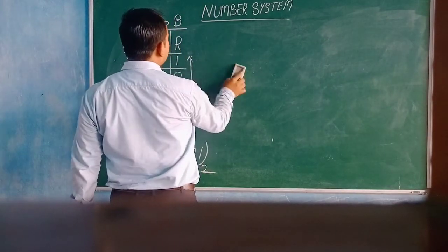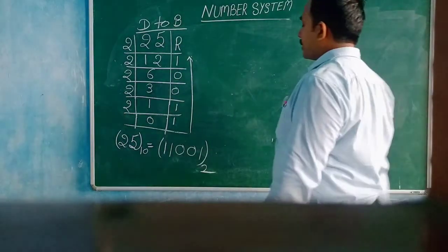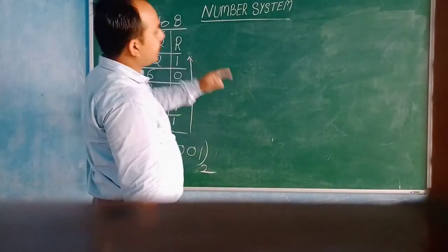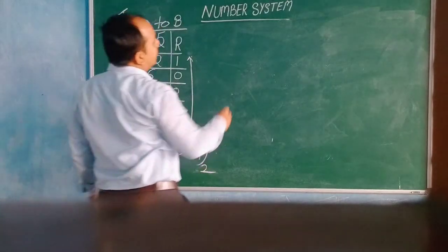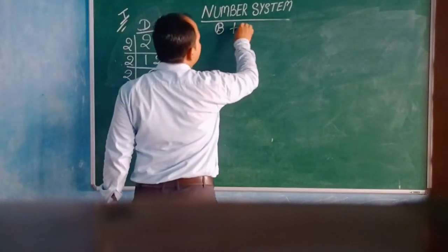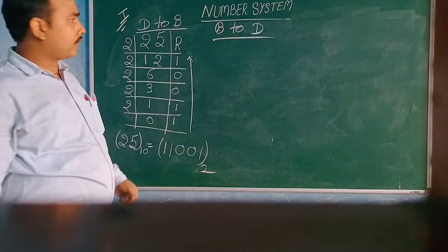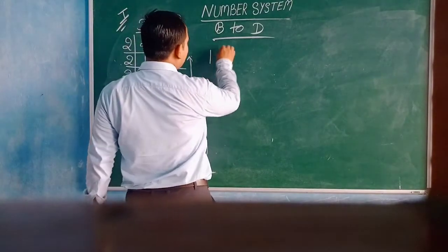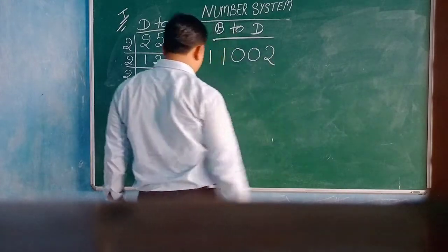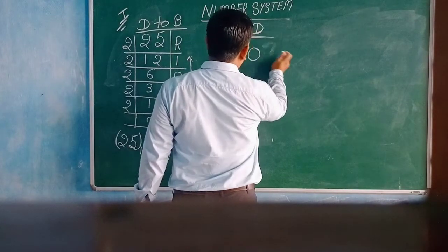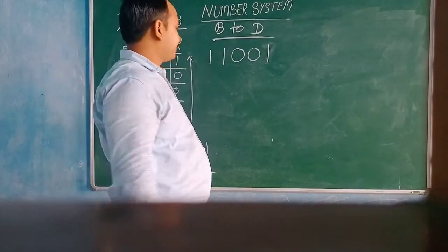So dear students, if you want to know whether it is correct or not, there is a second test. This first one was named decimal to binary. Now we will discuss binary to decimal. So we will take the same question. Suppose here given 1, 1, 0, 0, 1. Okay. So now we will check it.